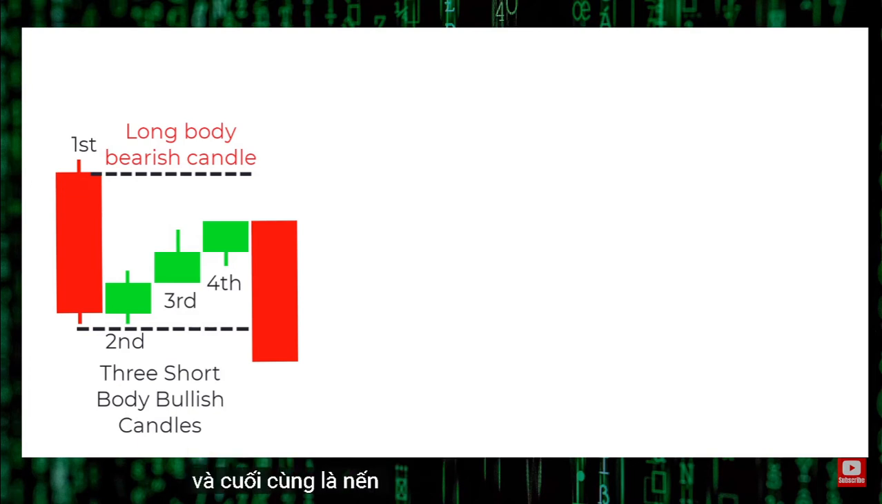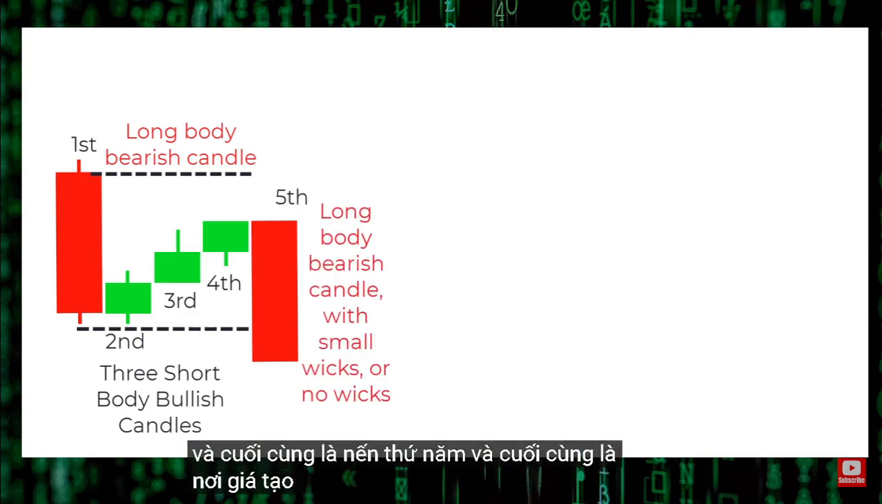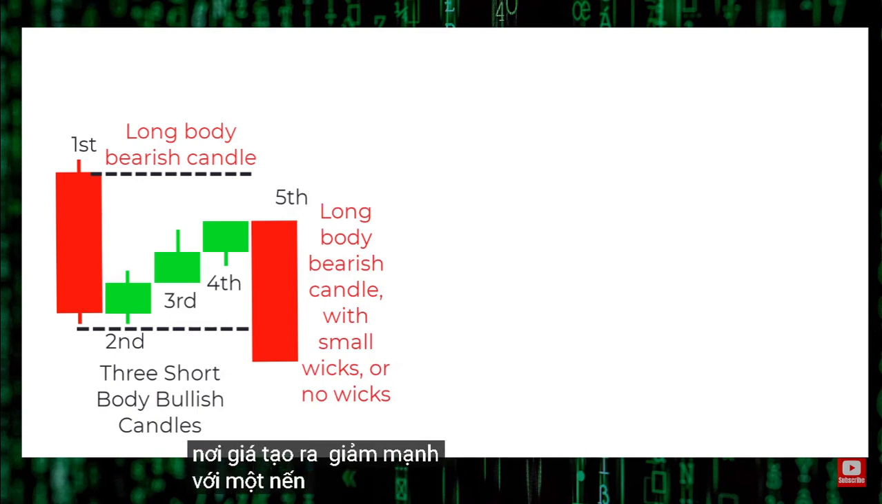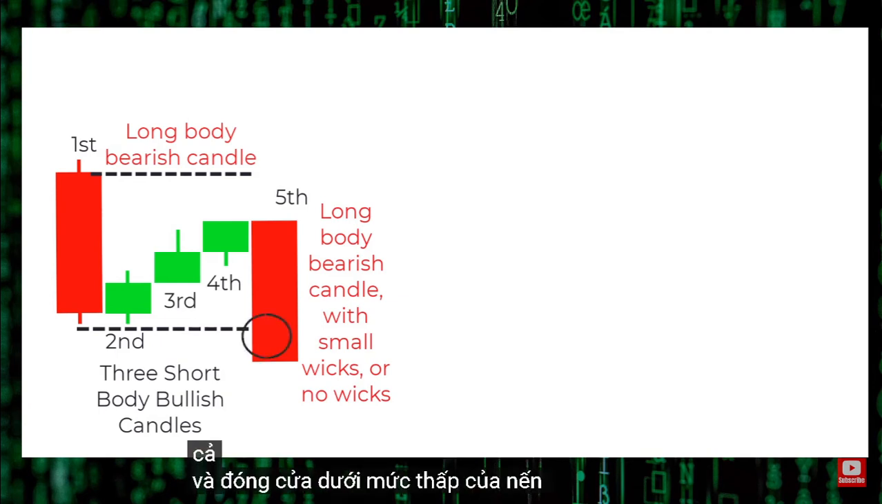And finally, the fifth and last candle is where the price makes another sharp drop with a long body, bearish candle that either has small wicks or no wicks at all, and closes below the first candle's low.